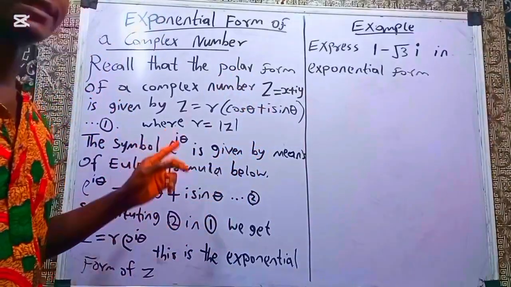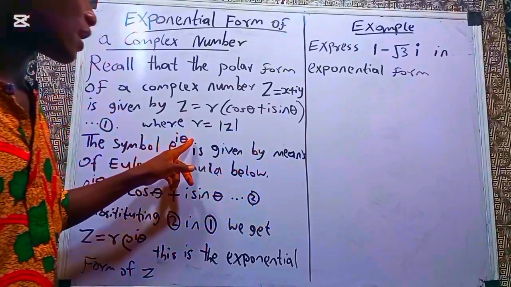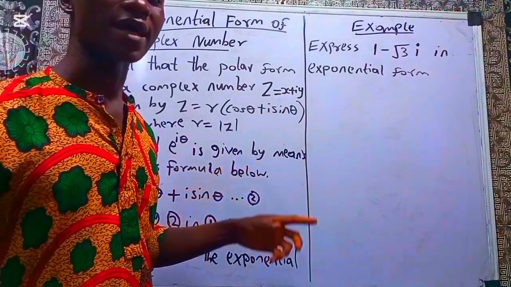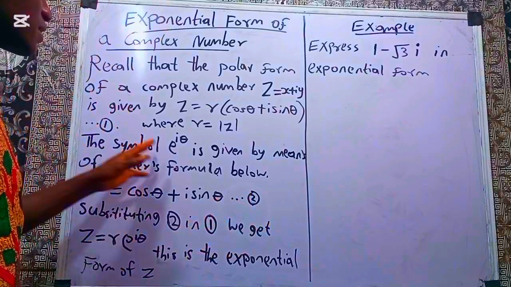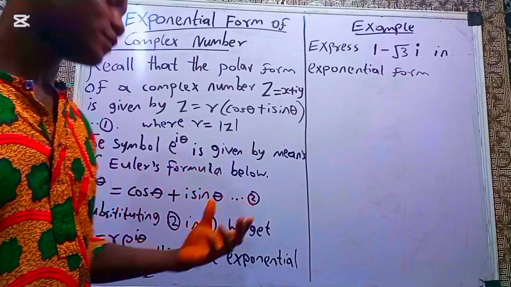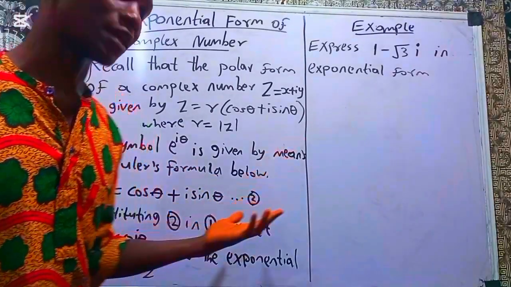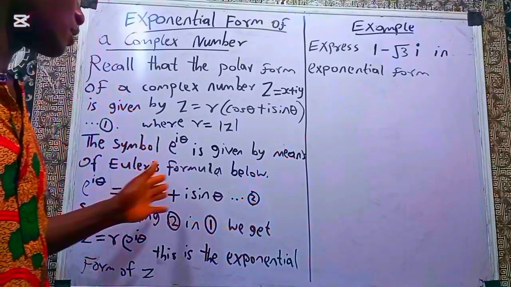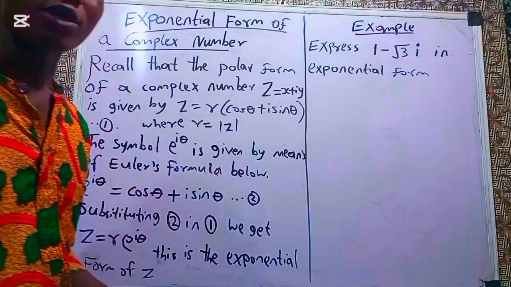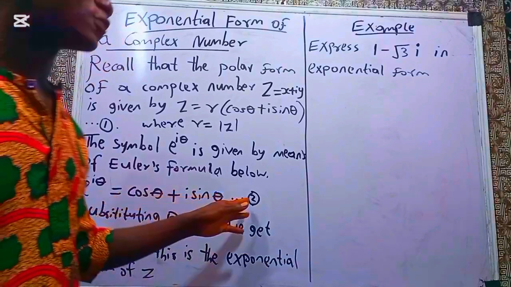Now, with the help of Euler's formula, this symbol exponential i theta can be expressed in terms of cosine and sine. So exponential i theta, by means of Euler's formula, is given by exponential i theta equals cosine theta plus i sine theta. This is Euler's formula, where this theta is in what? In radian. Let us call this equation 2.